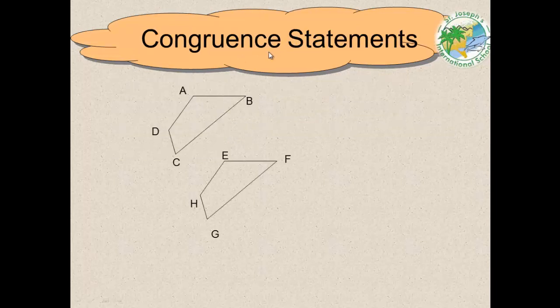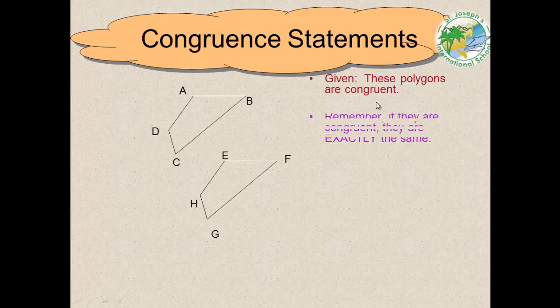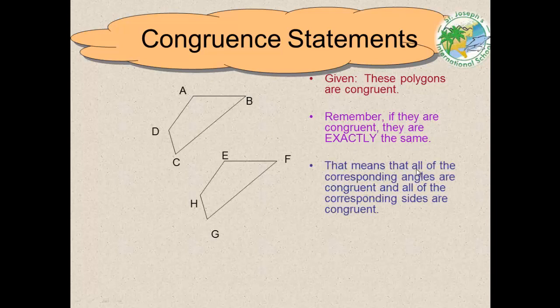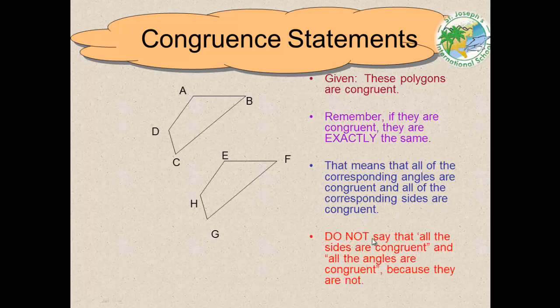Congruence statements. Given these polygons are congruent, remember, if they are congruent, they are exactly the same. That means that all of the corresponding angles are congruent and all the corresponding sides are congruent. Okay? Don't say that all the sides are congruent and all the angles are congruent, because they are not.